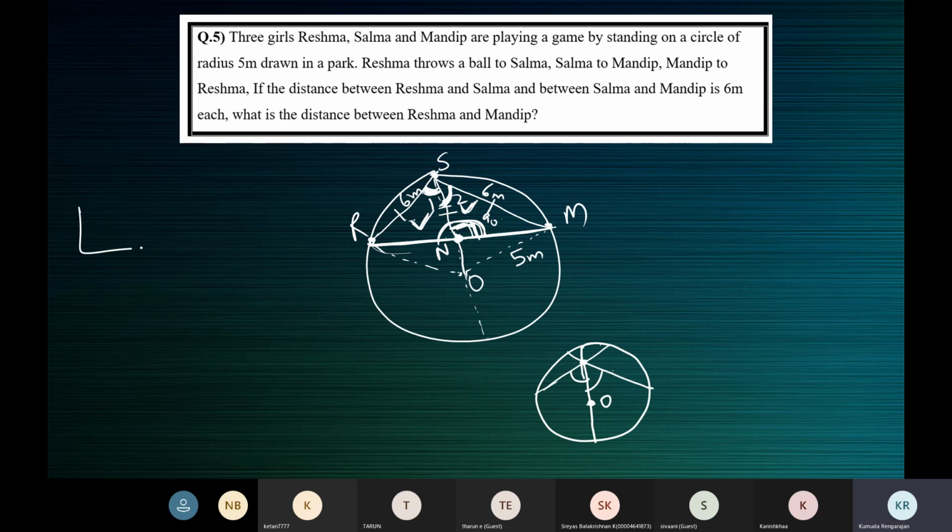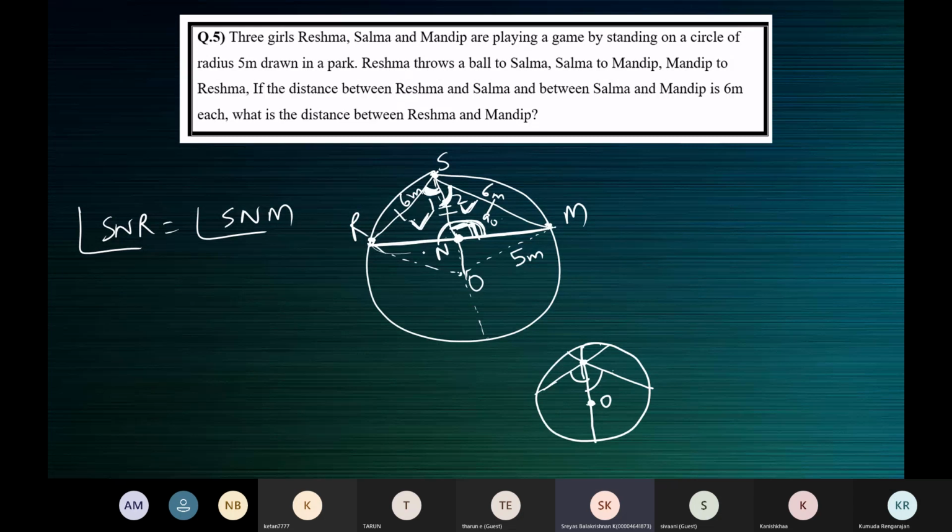So you should say angle SNR is equal to angle SNM. But why do we need to prove that those two angles are equal, ma'am? We just need to find RM only, no, ma'am. Correct. So the answer to this question will be answered shortly.